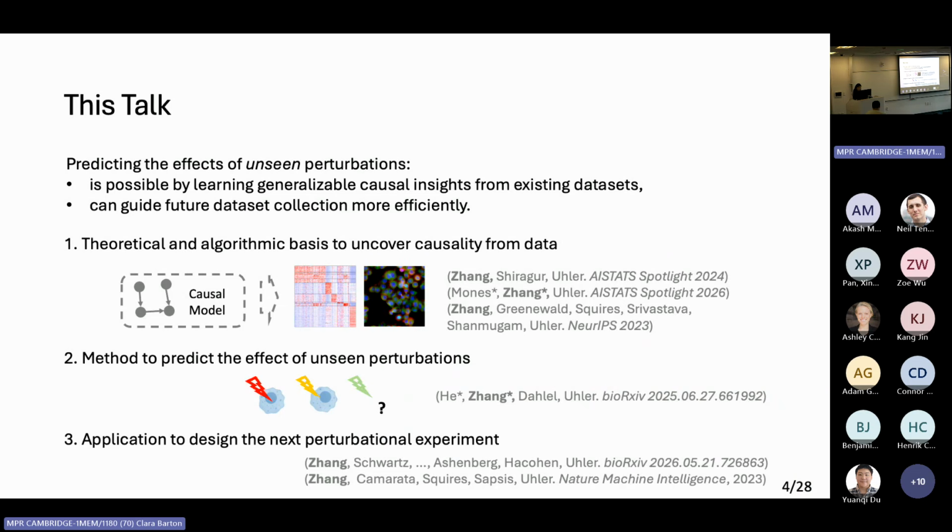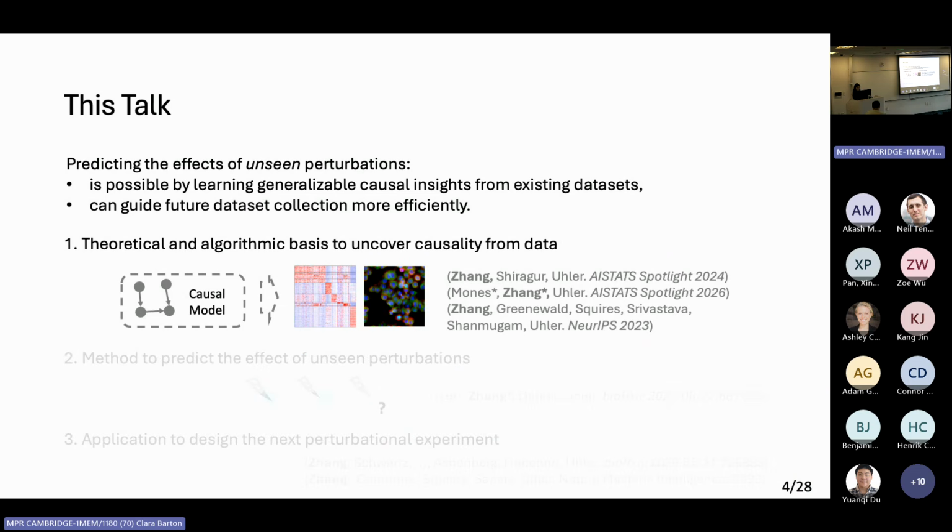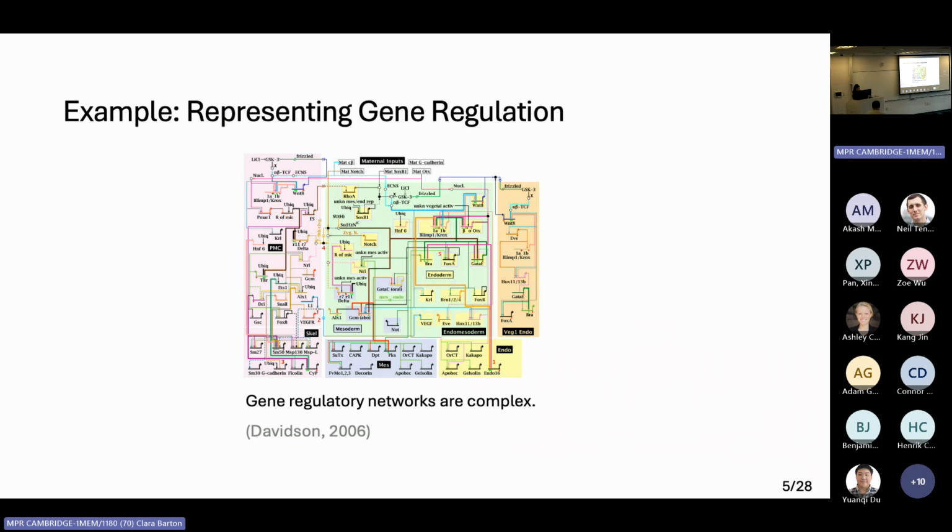So I'm going to go into the first part, just to give some intuition of what it means by causality behind data. Here's a gene regulatory network that people use to represent causation behind a certain process in sea urchin.